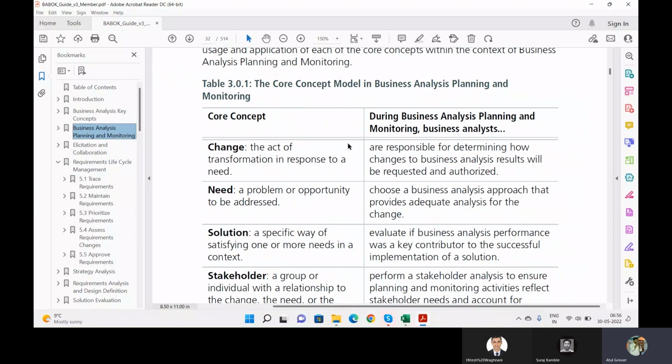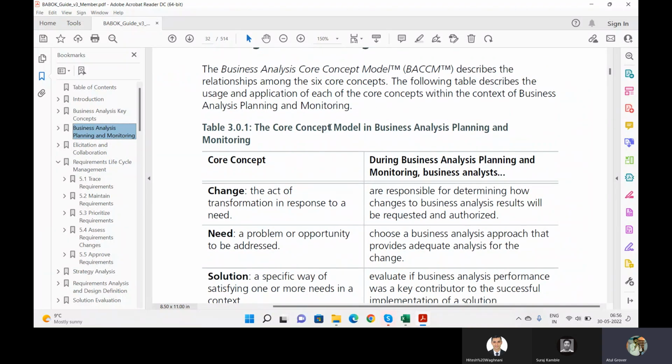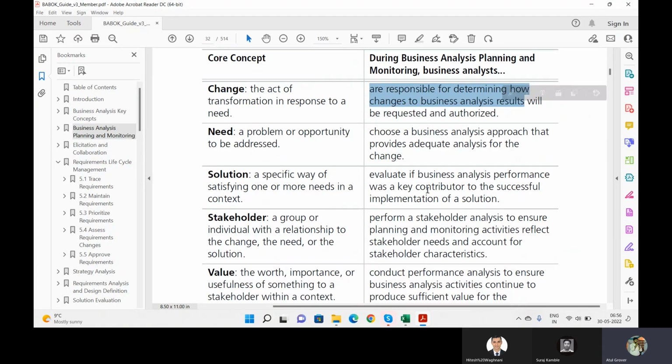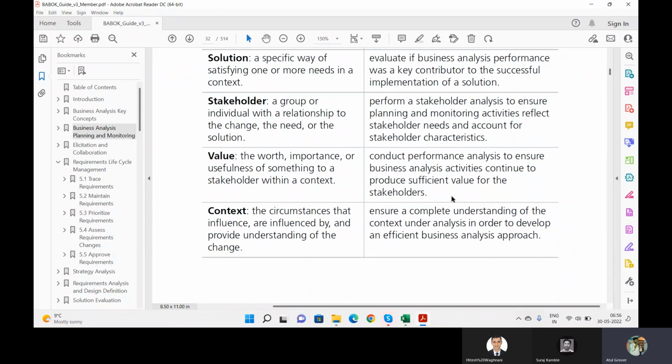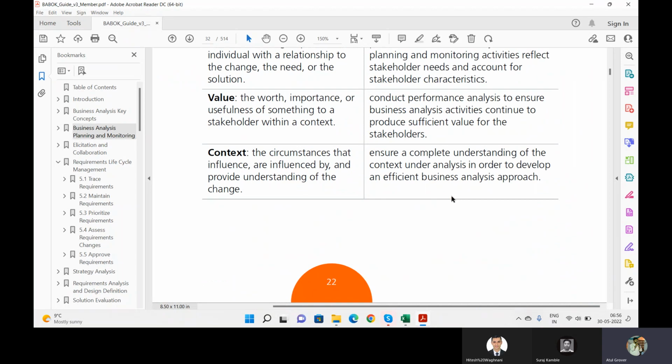Yes. So like in the BACCM, if I'm talking about the planning part, what should become in the change? What should become in the need? What should become in the solution? That is, this says that the BACCM model is very important for every BA.